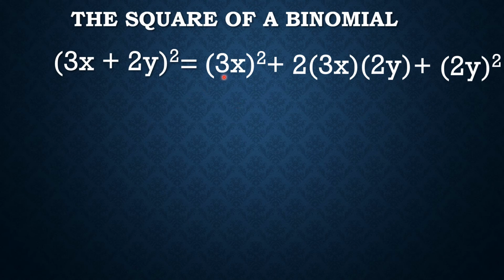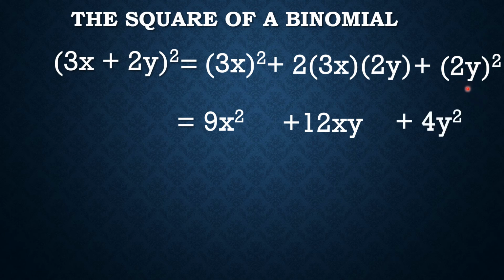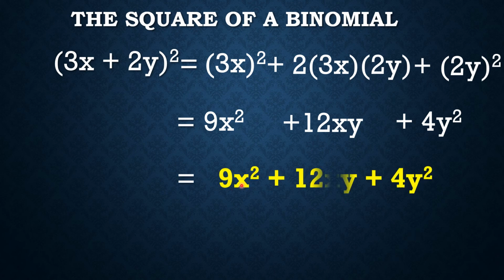Let's simplify. 3x squared means 3x times 3x. That gives us 9x squared. 2 times 3x times 2y, that is positive 12xy. Then 2y squared or 2y times 2y, that is positive 4y squared. Ibig sabihin, the square of 3x plus 2y is equal to 9x squared plus 12xy plus 4y squared.